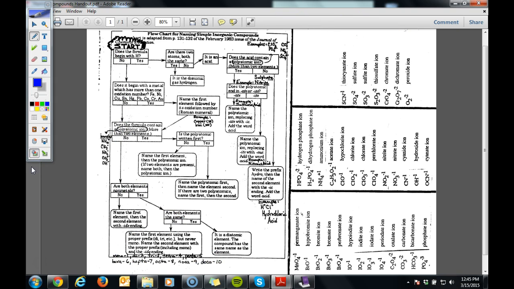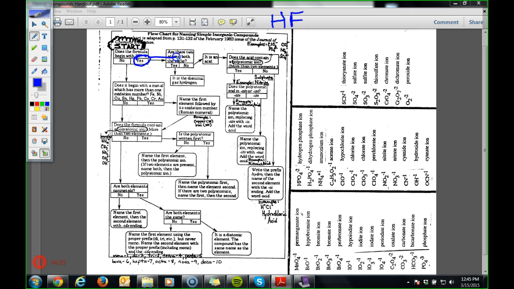And let's just do a couple more. Now let's look and try HF. If we do HF, does this formula start with an H, hydrogen? Well, yes, it does. Are they both the same? No. Then we have an acid. Now we got to learn how to name that acid. Does it contain a polyatomic ion? Well, when it says that, look at everything that's not hydrogen. F. Is F polyatomic? No, it's not. If it was, you would go down this side. But it's not, so we go all the way here.